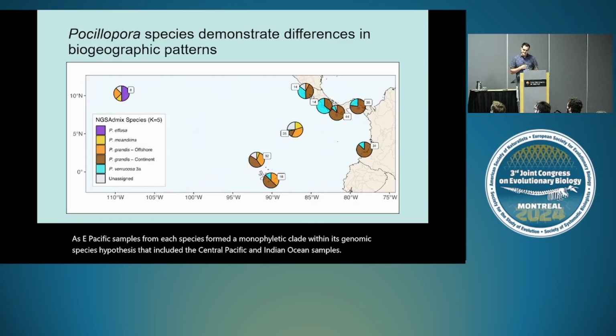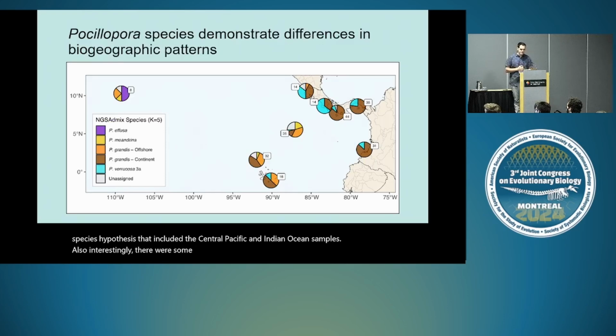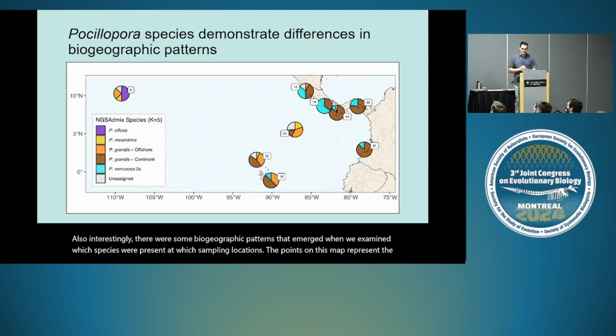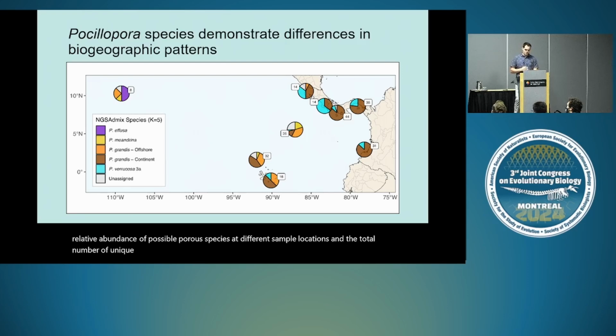Also, interestingly, there were some biogeographic patterns that emerged when we examined which species were present at which sampling locations. The points on this map represent the relative abundance of Pocillopora species at different sampling locations and the total number of unique genotypes present at each location.